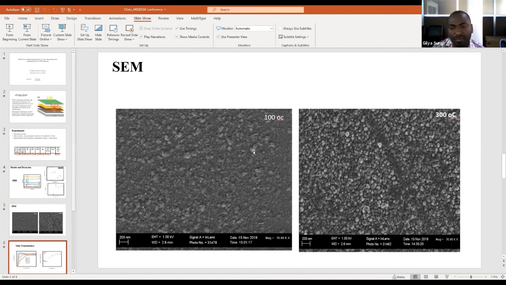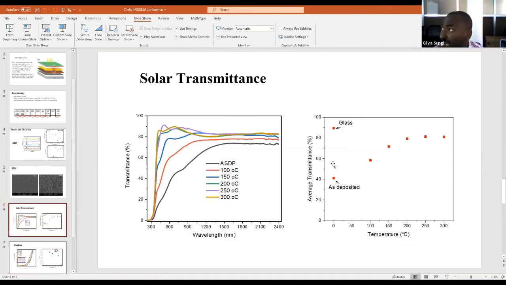We also measured the solar transmittance and computed the average transmittance, and we saw that the solar transmittance of the sample increases with increasing annealing temperature. This is also expected. Up to 200 centigrade, we might have a very good applicable sample for CZTS, because you can see the transmittance is almost 80%.